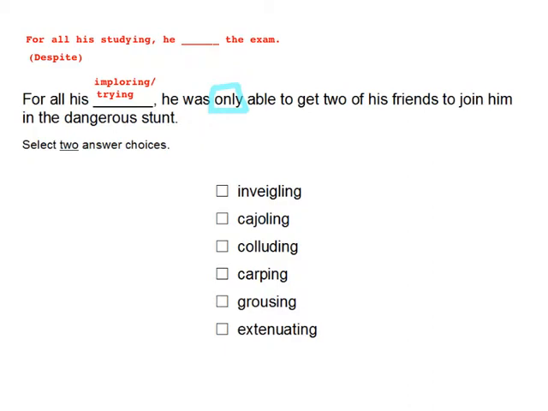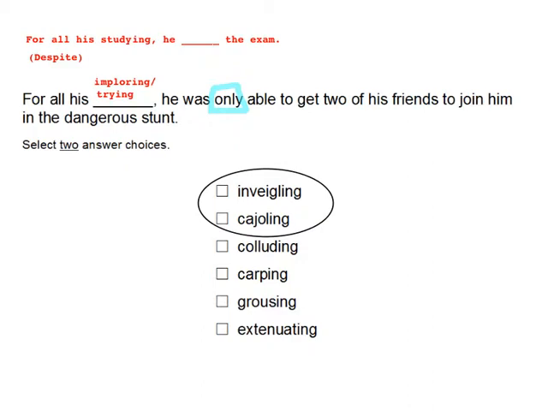Now, what is something along the lines of imploring or trying to get people to join you? Our two correct answers here are inveigling and cajoling. Great words to know. Cajoling your friends into going to the movies with you. Oh, come on. You don't have anything better to do. Come on, dude. Come out to the movies with me.